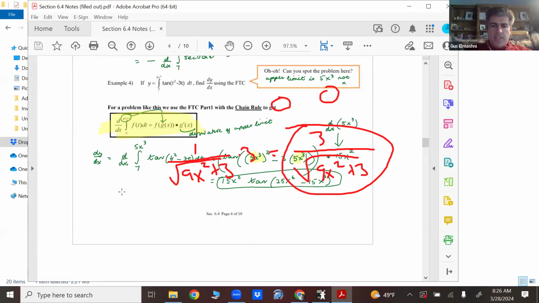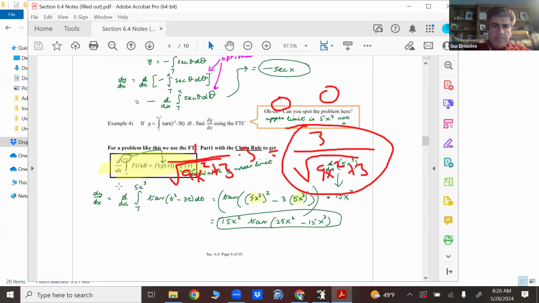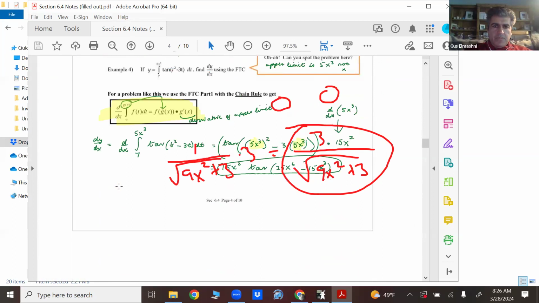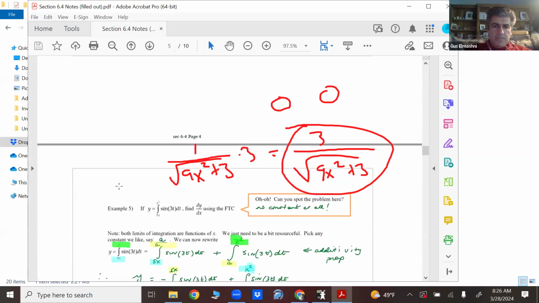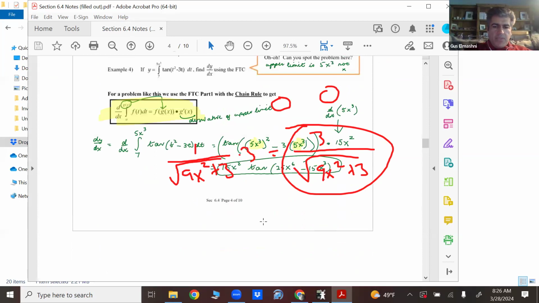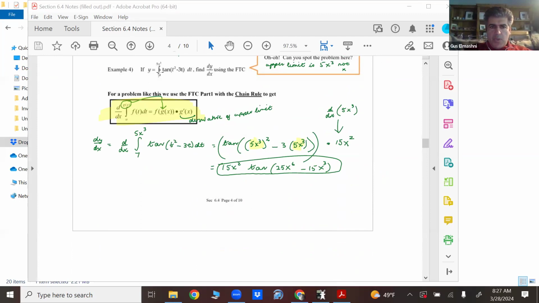So you can see, what happens here is you have the integral from 7 to 5x cubed of tangent of some wacky thing, right? And thus you replace the t's with 5x cubed. And then you also multiply by the derivative of 5x cubed, which is 15x squared. It's part of a chain rule situation. That's what you do, because you're doing the derivative of an integral. They knock each other out.